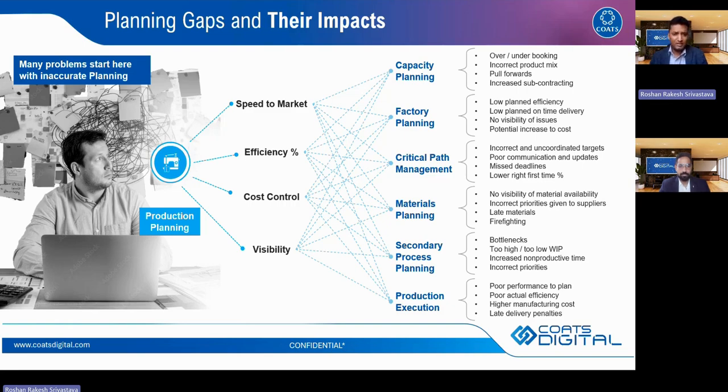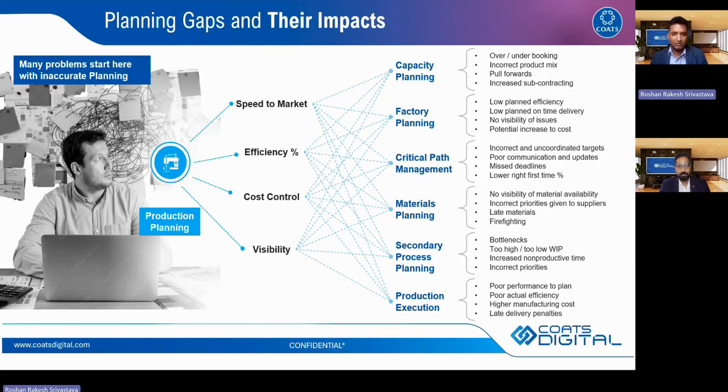So similarly, your lines are planned at low efficiency because you don't have the visibility of what the efficiency of that particular line is, how that line is going to perform if there is any change in the product type, or any change in, let's say, a high assembly or low assembly garment. And similarly, you don't have the visibility of the material.